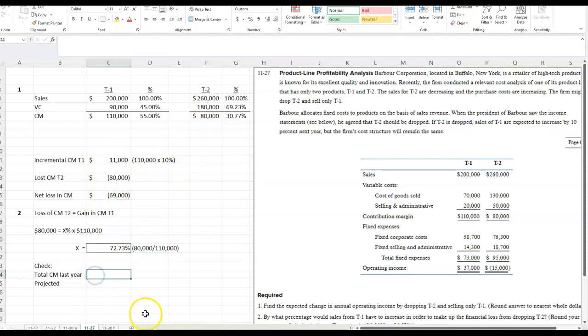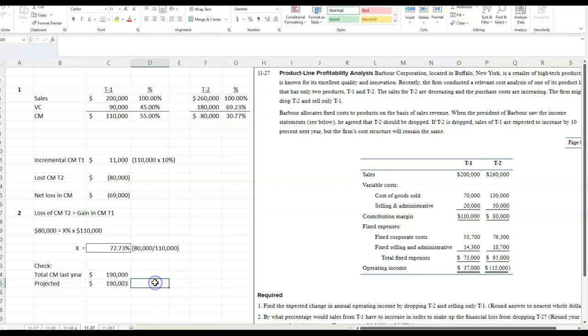Let's do a check figure. Total contribution margin from last year, that's 80 plus 110, right? Because that's both of them. If we project that sales would increase by 72.73%, will that cover the 190,000? Okay, well, let's do it. 110,000 times 1.7273, because it's an increase of 72.73%, but you also have the original 110 as well.